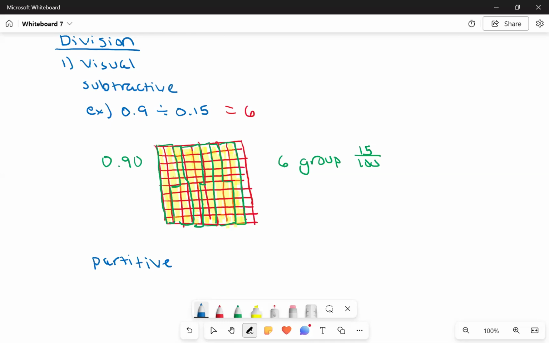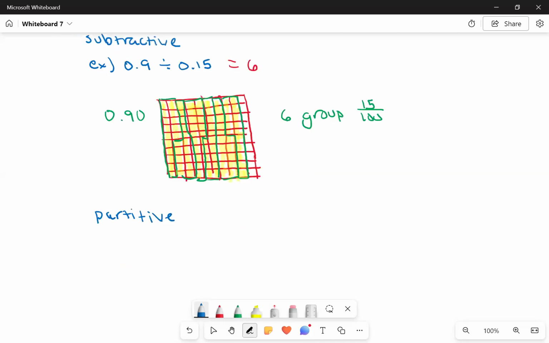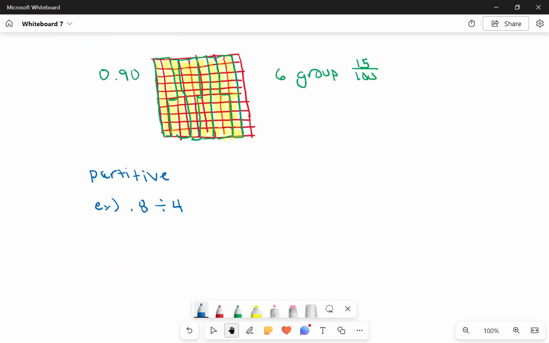All right, let's do an example of that. I'll make it much quicker and easier. Let's do 0.8 divided by 4. So like the multiplication, because we have a whole number here, it is a little bit easier to do, breaking it up into groups. So I start by drawing 0.8. Thankfully, I don't have to do the 100 square. I can just do tenths.